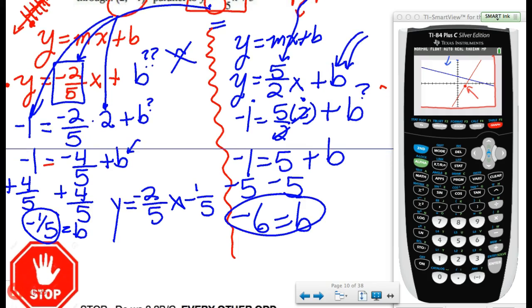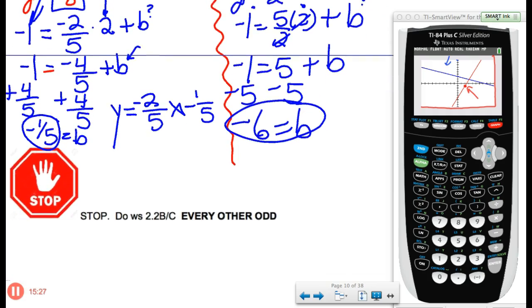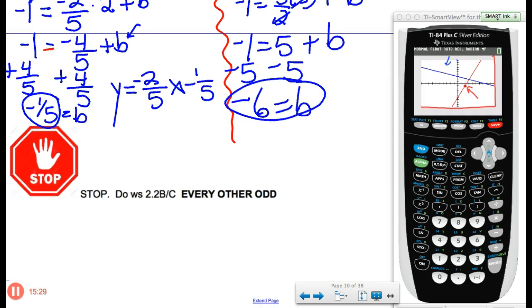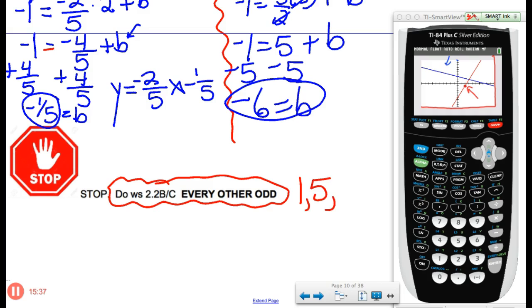So that's the end of this video. And your task is to do worksheet 2.2 B and C, but note you only have to do every other odd. So you're going to do 1, not 3, then 5, not 7, then 9, etc. on both sheets. I don't need you to do a bunch of these. I just need you to do some of them really well.